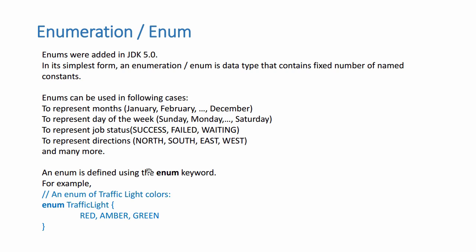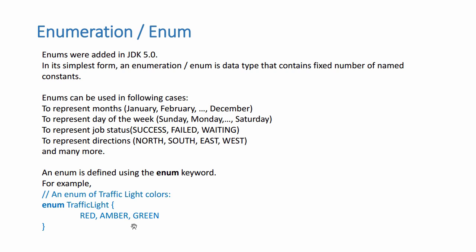An enum is defined using the enum keyword. For example, an enum of traffic light colors will be defined like this. Keyword enum and then enum name, TrafficLight in this case. This name should follow Java identifier naming rules. Then opening and closing curly brackets, and within the brackets constant names RED, AMBER and GREEN. As enum represents constants, hence as a good programming practice, all the constant names are in uppercase. But technically it is allowed to use lowercase names as well.